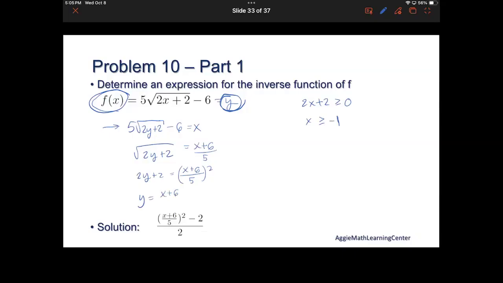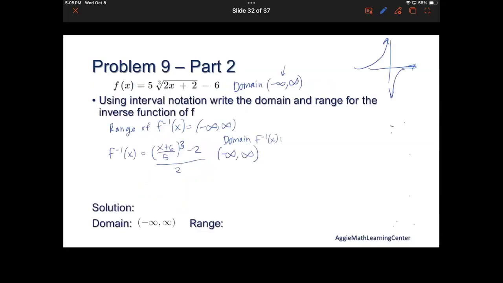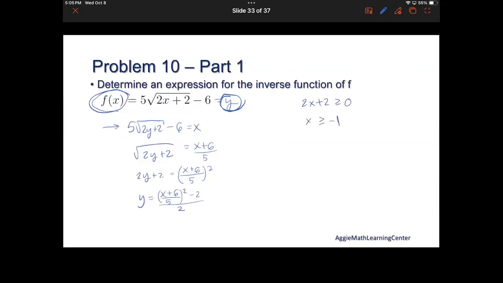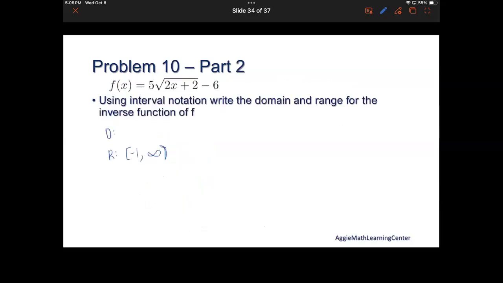Very, very similar, but slightly different. And I think that's the point they're making. We have the same expression for f inverse, whether it's a cubed root or a square root-ish. But we don't have the same domain and range. So, very important.